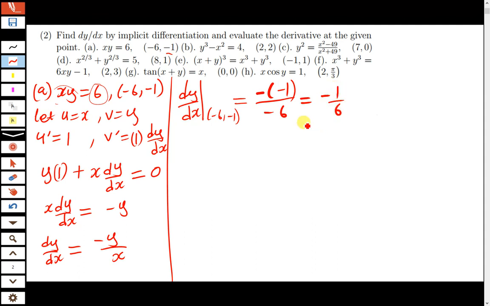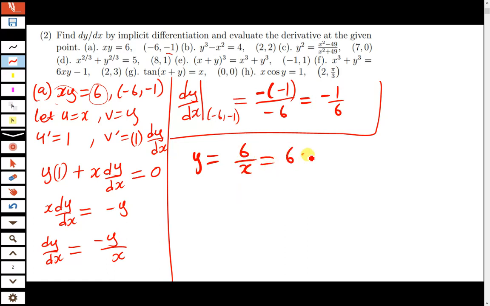Let us see if we find the same answer after making y the subject and then differentiating the whole expression. If we make y the subject in that expression, we have y is equal to 6 over x. Then this can also be written as 6x to the power negative 1.